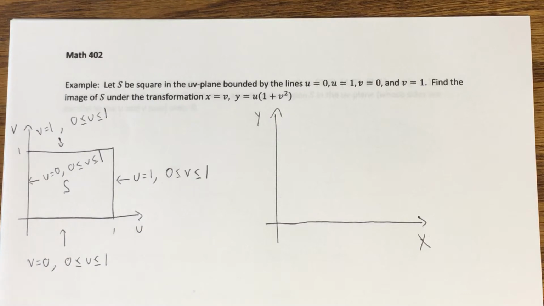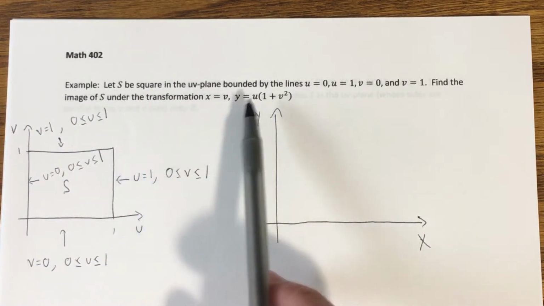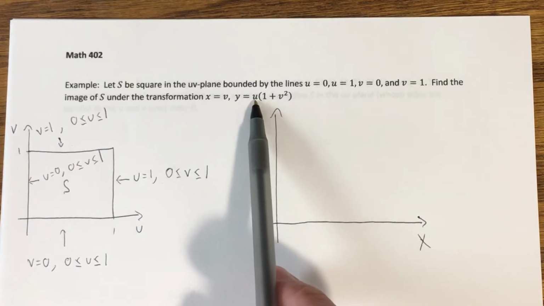So in other words, I want to try and represent u as a function of x and y, v as a function of x and y. Now notice v is pretty much done already. v is equal to x. But I need to figure out a way of solving for u.